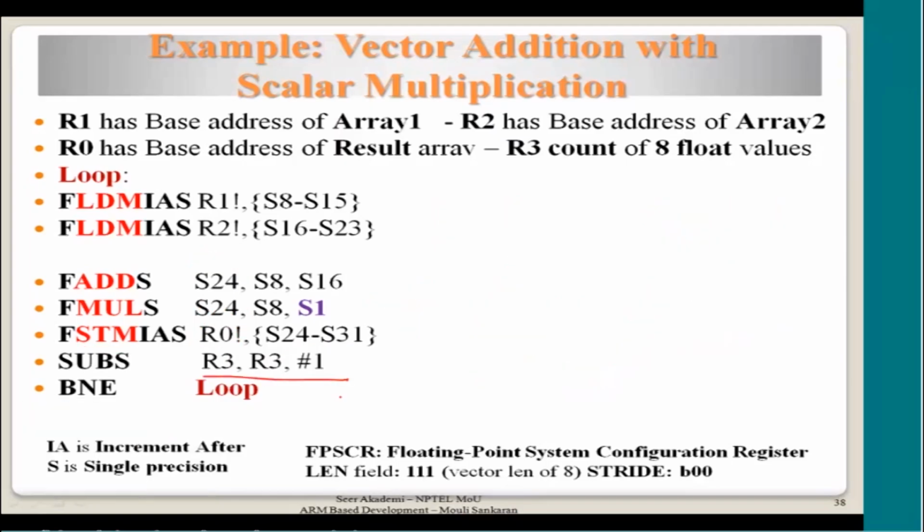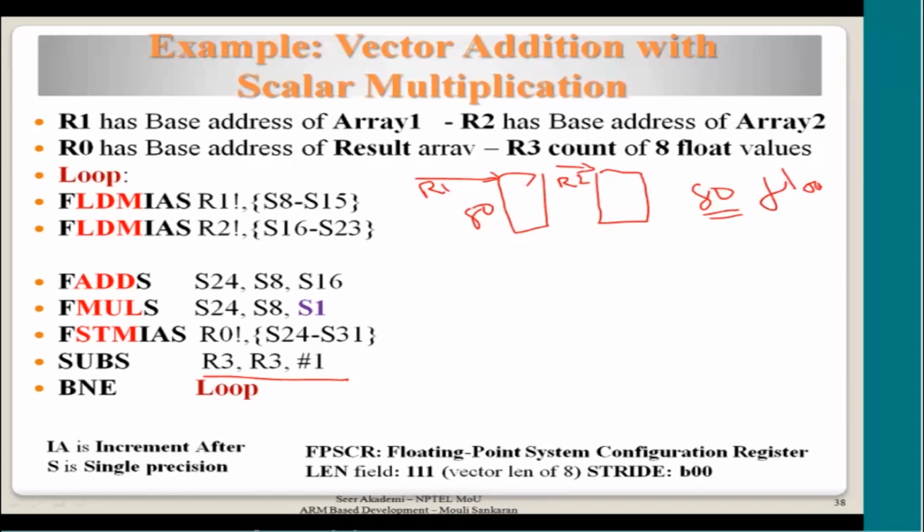Now I am showing you one more. Subtract R3. Suppose R3 holds a count. Suppose you have multiple sets of values, not only 8. You have some 80 values. R1 was pointing to one address, and R2 is pointing to another set of values. Both of them have 8 floating point values, single precision.